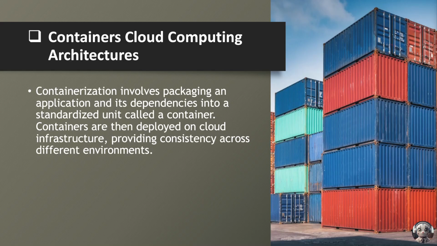To orchestrate container deployment and management, tools like Kubernetes and Docker Swarm provide powerful solutions. These orchestration tools automate container scaling, networking, and load balancing, enabling seamless deployment and efficient resource utilization. One of the key benefits of container cloud computing is resource isolation. Each container operates within its own isolated environment, ensuring that applications run consistently and securely without interference from other containers.